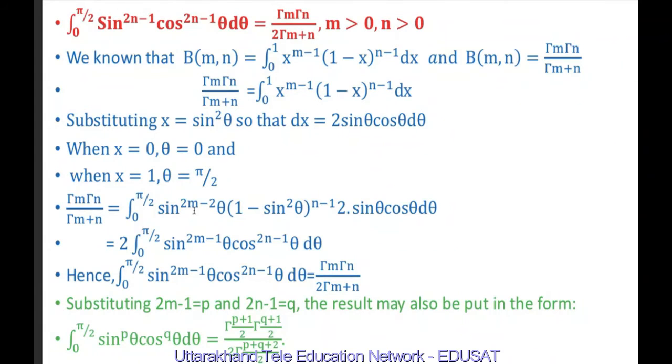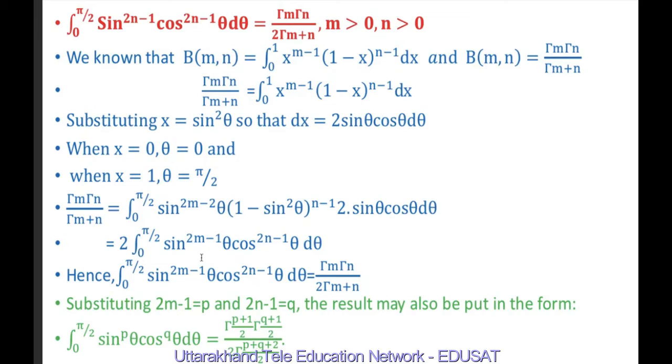So it is 2m minus 2, and here we have sine theta, so sine 2m minus 1 theta. Here it is cos square theta, since 1 minus sine square theta is cos square theta. Cos square theta raised to power n minus 1, so cos 2n minus 2 theta, and this is cos theta, cos 2n minus 1 theta d theta. Hence 0 to pi by 2 sine 2m minus 1 theta cos 2n minus 1 theta is equal to gamma m gamma n upon gamma m plus n, and this 2 we have shifted to this side, so it will go into the denominator: gamma m gamma n upon 2 gamma m plus n.